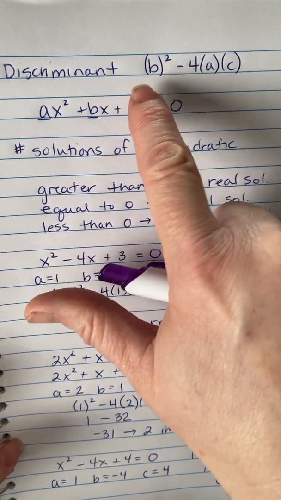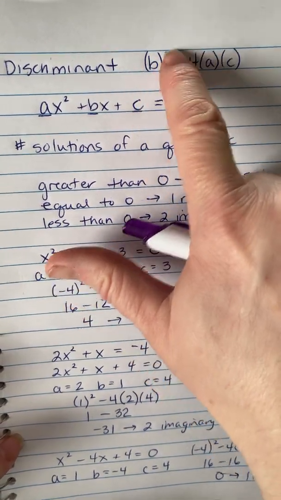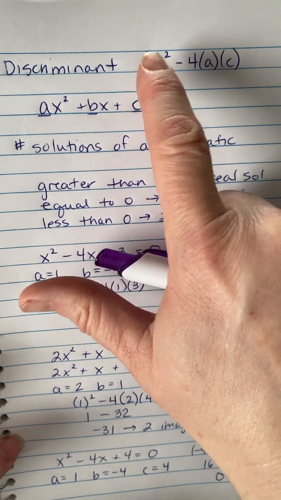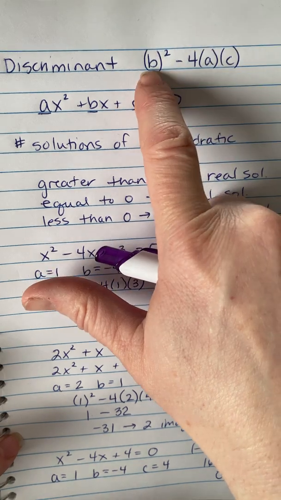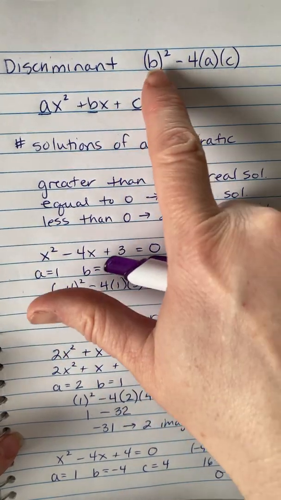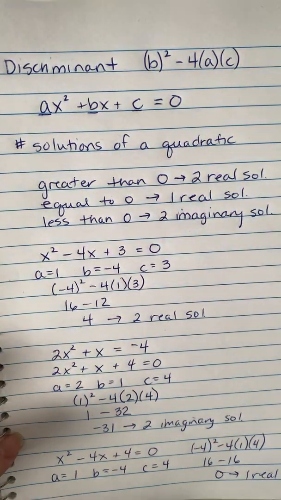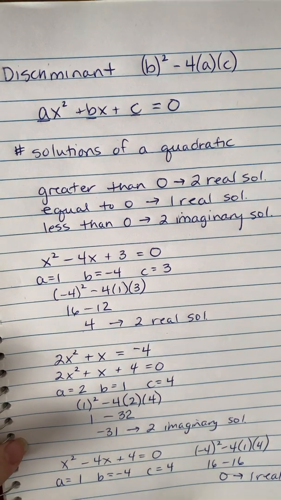I put this in parentheses for a reason, because when you square that number, you're always going to get a positive. If you use your calculator, you have to make sure you use parentheses. If you don't use parentheses, it won't work out, okay? But we're going to plug in those three numbers there, and that's today's lesson, finding the discriminant.